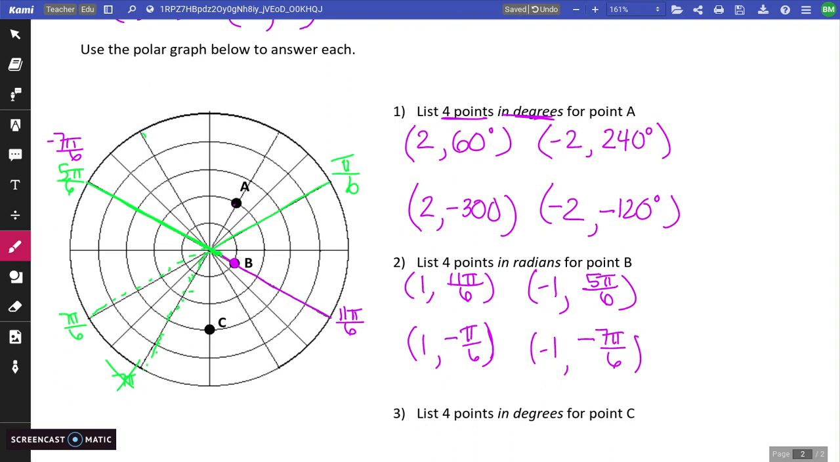Now lastly, I want you guys to try point C on your own. Okay, so pause the video, try that problem, and then when you play it, I'll have the answers up.